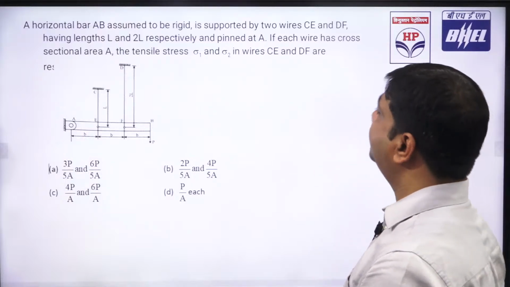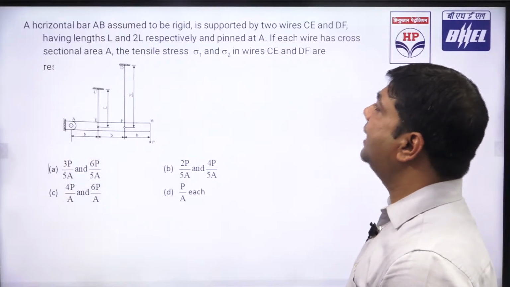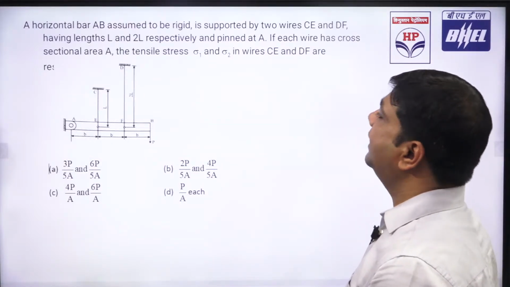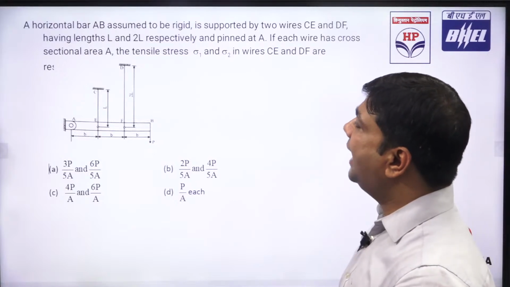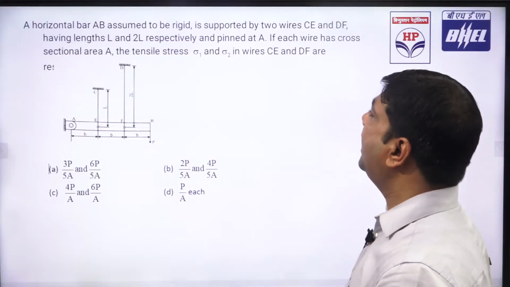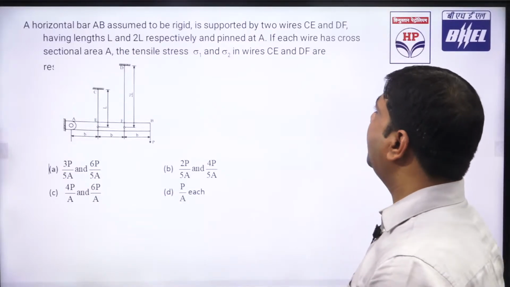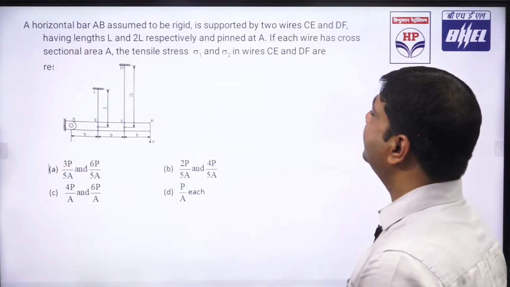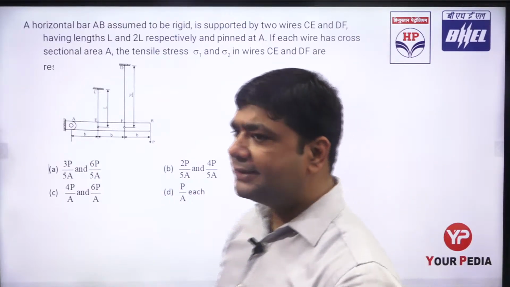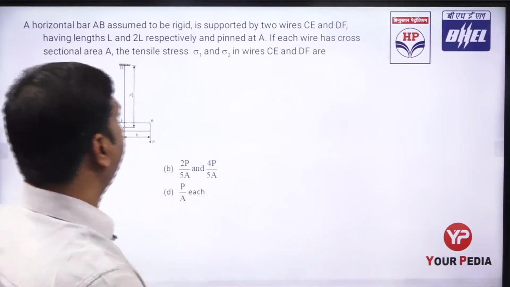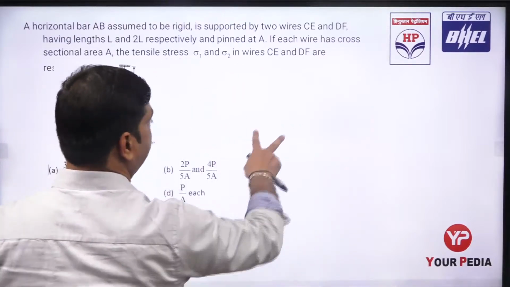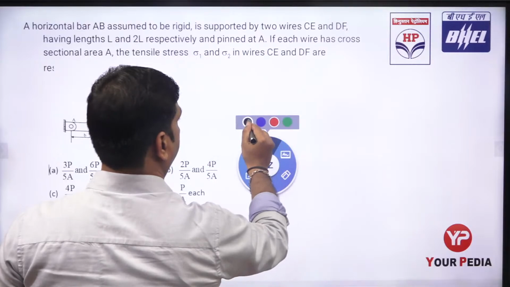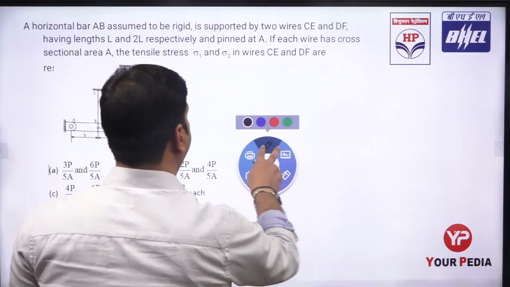The question says that a horizontal bar AB, assumed to be rigid, is supported by two wires CE and DF having lengths L and 2L respectively, and pinned at point A. If each wire has cross-section area A, what are the tensile stresses sigma 1 and sigma 2 in the wires CE and DF? Basically, it is asking what the stresses in the wires are.